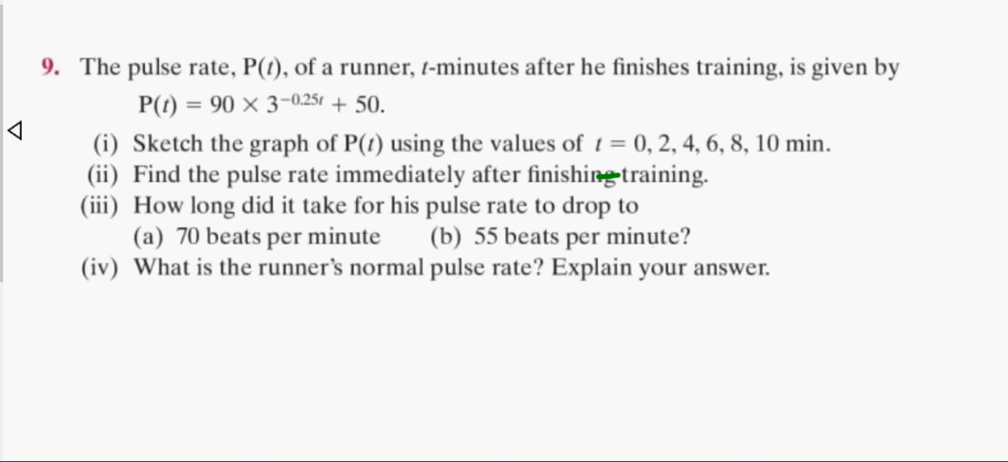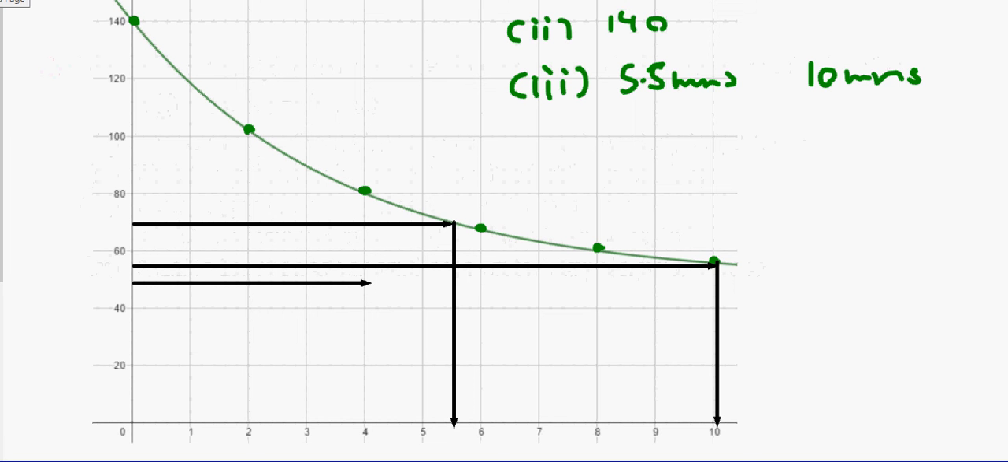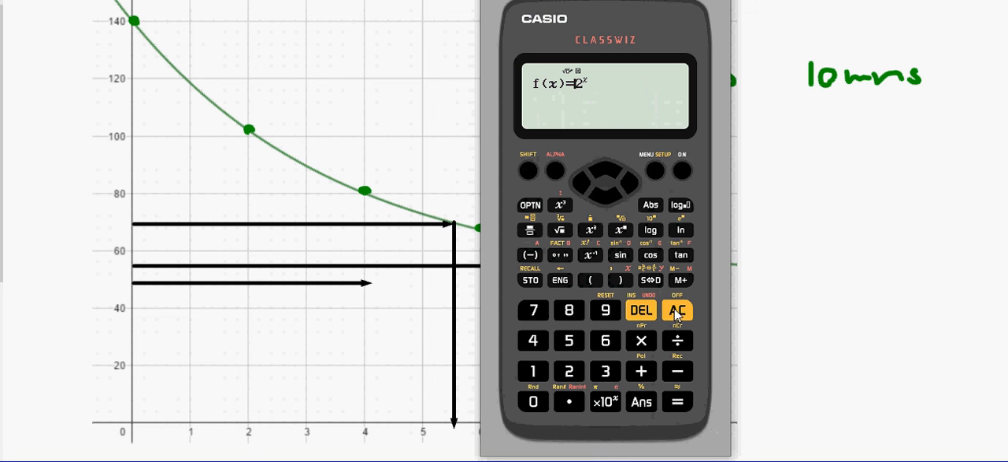And finally, what is the runner's normal pulse rate? Explain your answer. Alright, now this is really, I'll show you the trick here, okay? Did anybody else put this into the calculator? What is it again, Killian? 90 times 3 to the power of minus 0.25x, yeah? And then plus 50, is it?